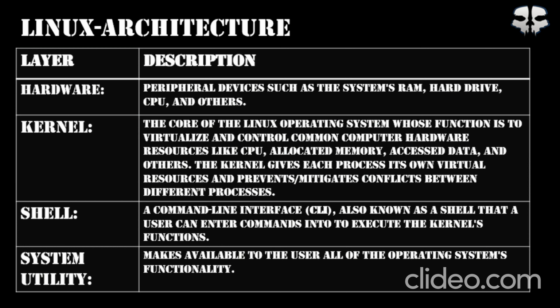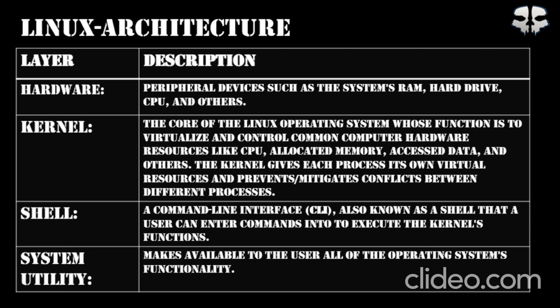The Linux operating system can be broken down into layers, so let's start with hardware. That is peripheral devices such as the system's RAM, hard drive, CPU, and others. Next is the kernel. The kernel is the core of the Linux operating system whose function is to virtualize and control common computer hardware resources like CPU, allocated memory, access data, and others. The kernel gives each process its own virtual resources and prevents or mitigates conflicts between different processes.